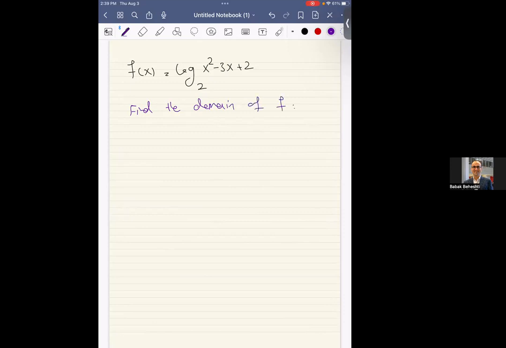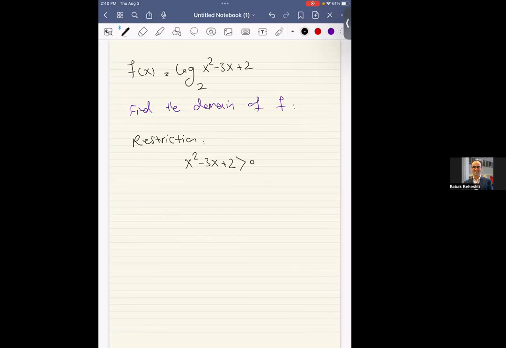So what is the restriction on the logarithm? Remember, whenever you have a logarithm, the restriction is that whatever is inside the logarithm must be positive. So here the restriction is x squared minus 3x plus 2 must be positive. So from this, now we can find the domain.